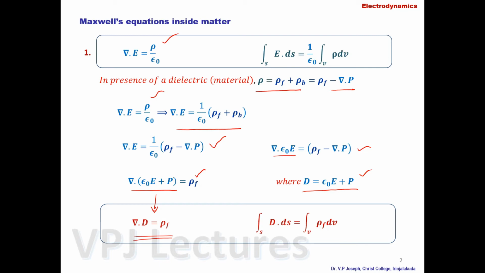Del dot D is equal to rho f, and the integral form is surface integral D dot dS is equal to volume integral rho f dV. So this is the modified form of Maxwell's first equation, that is Gauss flux theorem, in the case of a material medium. In the case of free space, we have del dot E is equal to rho by epsilon 0. So the epsilon 0, that is the effect of the material medium, is included inside the vector D as epsilon 0 E plus P, the polarization vector P.